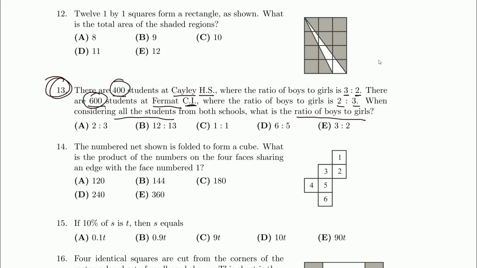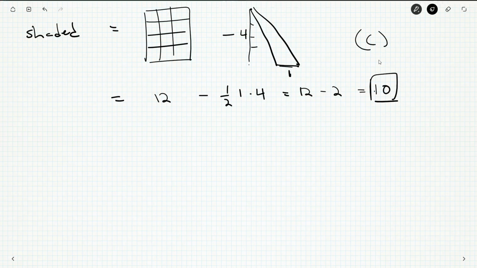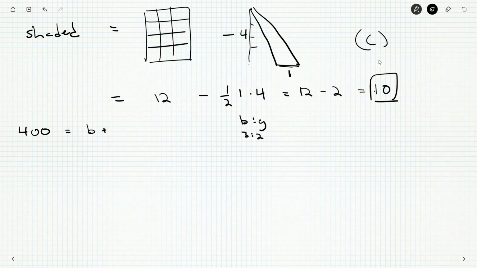ratio there. So the easiest way to do this is to say, well, how many girls go to Cayley? How many boys go to Cayley? And so on. So we've got 400 students, and that's going to be some number of boys. Now, if the ratio of boys to girls is 3 to 2, then that means that 3 times girls is the same as 2 times boys.